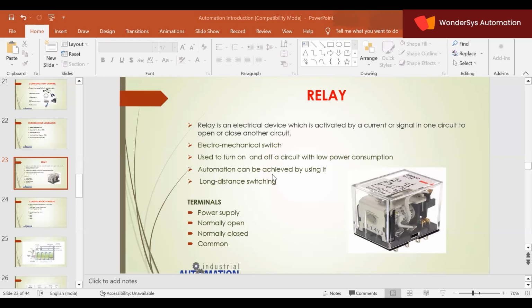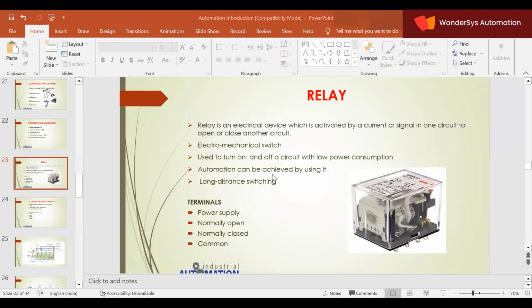Okay, so automation can be achieved by using it. It is one of the advantages, and it is used for long distance switching. Whenever we use very long wires, there will be chances of wire breaking or delay. Instead of that, for every particular distance, relays will be used. Therefore, it will be acting like a repeater.